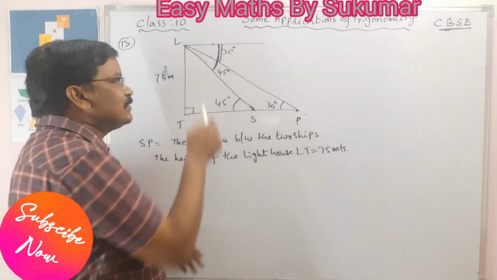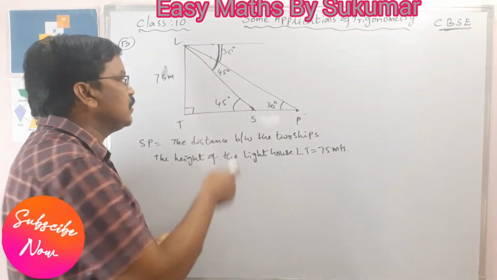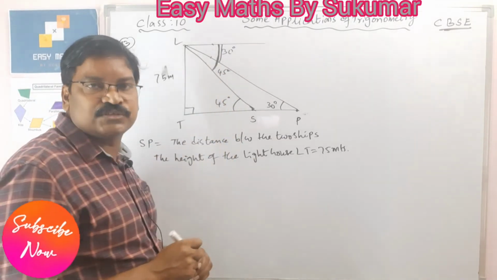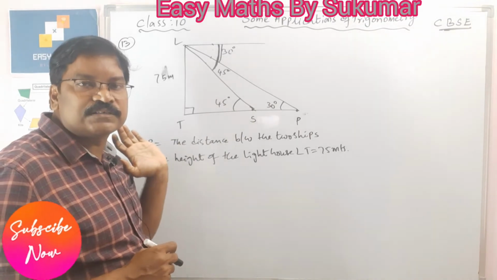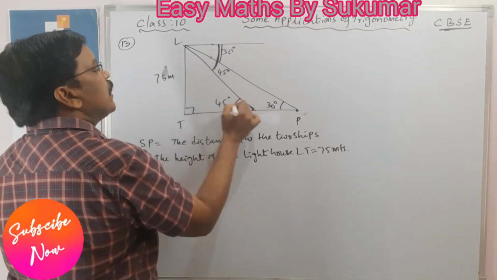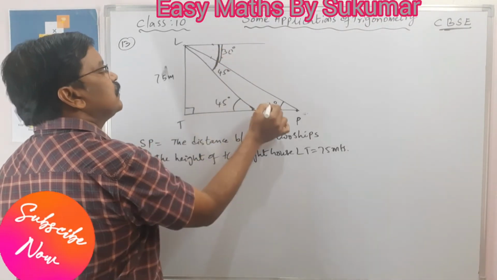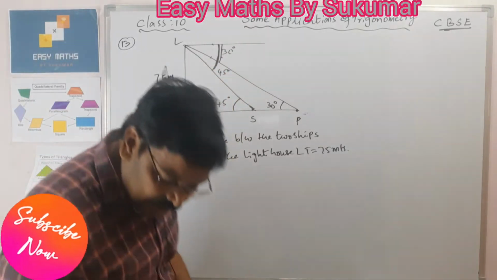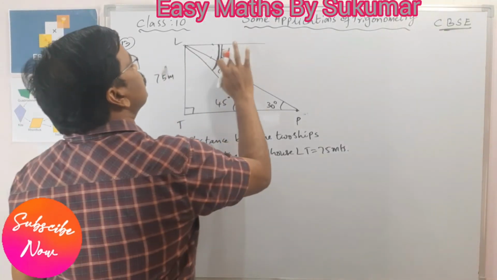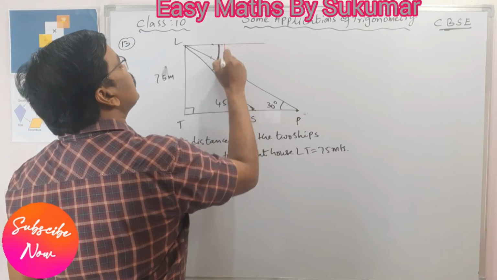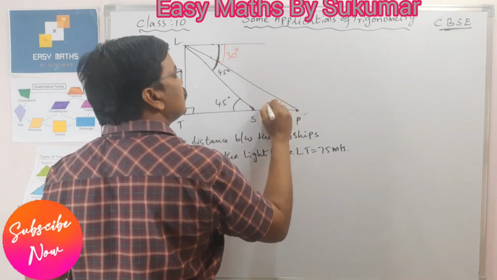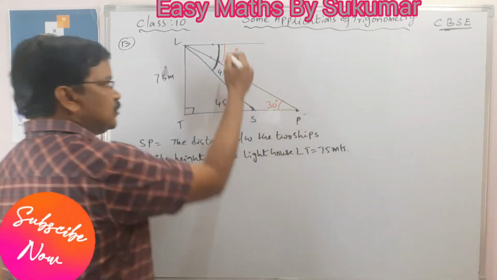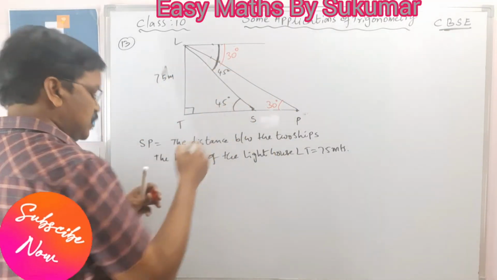See, the angles of depression of the two ships are 30 degrees and 45 degrees. So this is 30 degrees, but this is 45 degrees. So these two angles are equal, 30, 30 equal, 45 equal. I will write here, 30 degrees, this is 30 degrees. For a clear understanding, 30, 30. This is 45, 45, right?